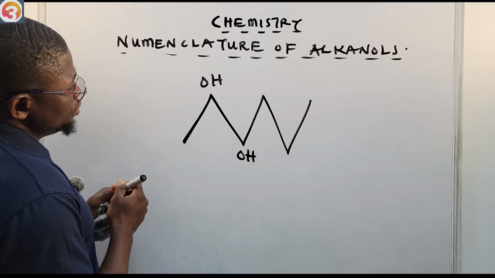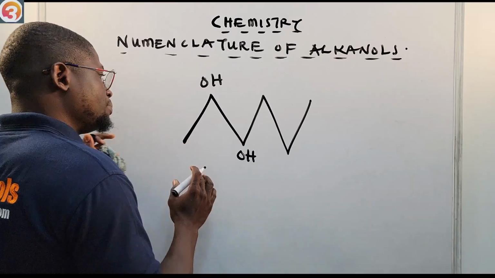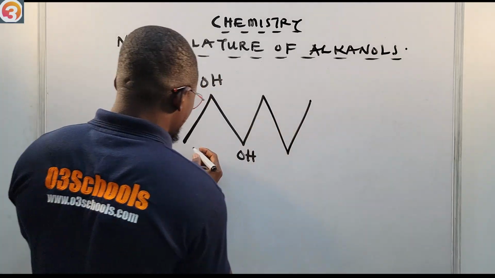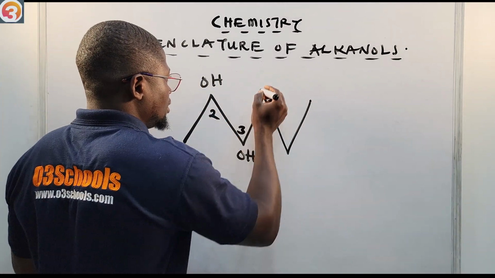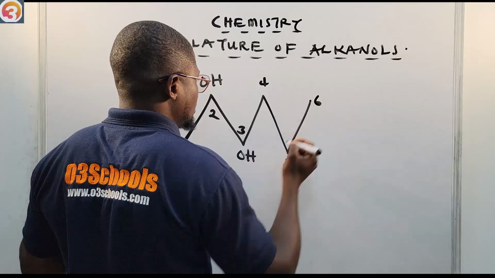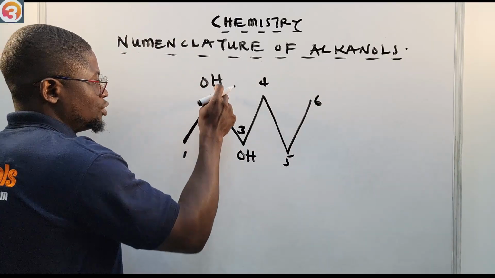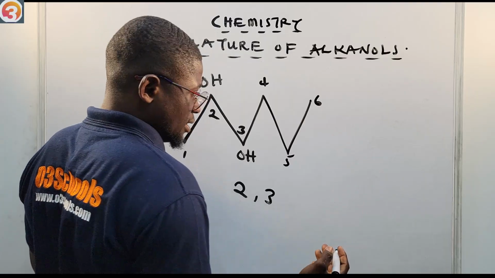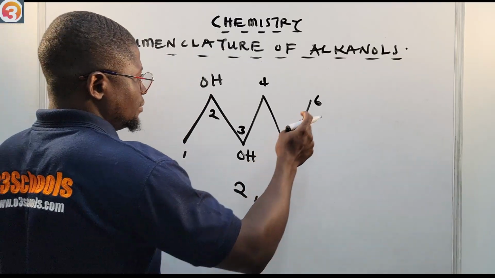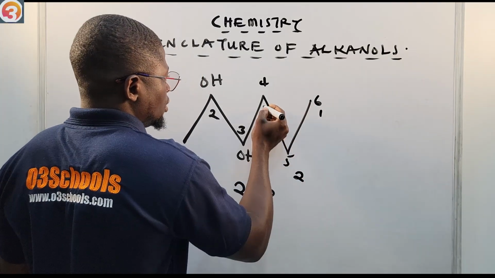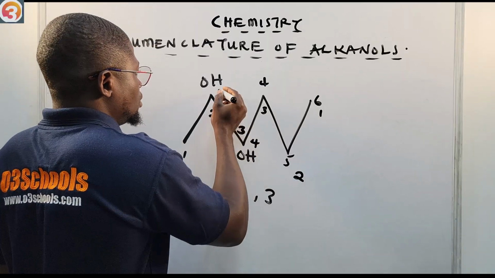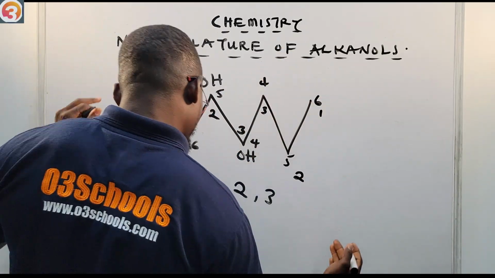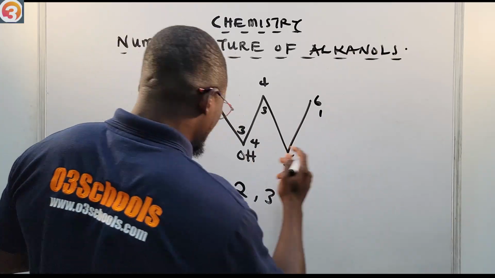So now let's continue. If we number from left to right, this will be 1, this will be 2, this will be 3, this will be 4, this will be 5, this will be 6. That means our OH groups are on position 2 and position 3 when we number from left to right. If we number from right to left, this should be 1, 2, 3, 4, 5, 6. From left to right, it was 2 and 3.